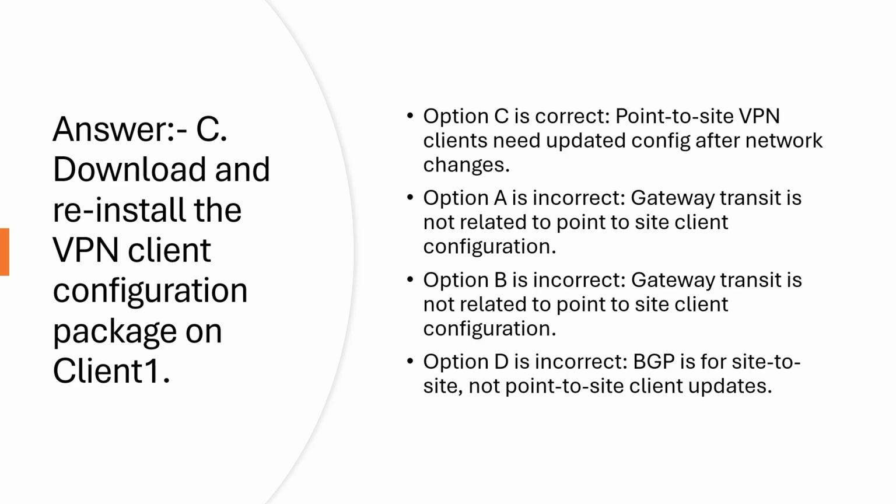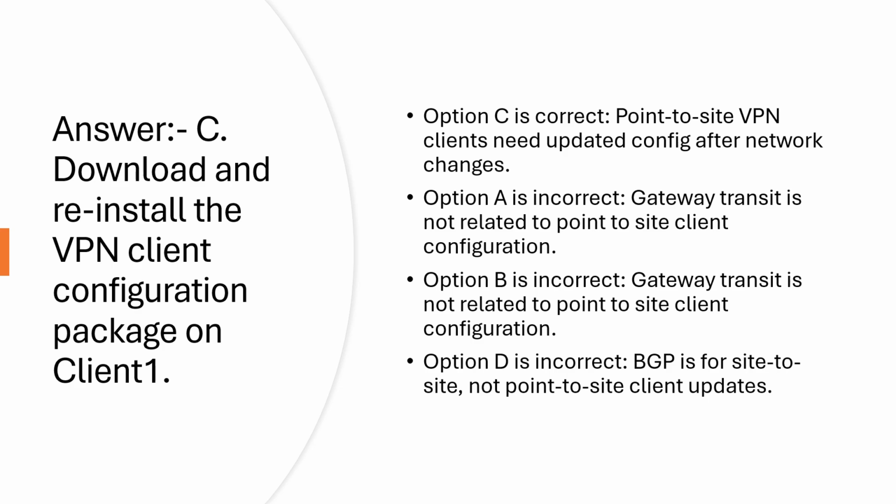This is where the Microsoft documentation comes in, and I've included a link in the description. It clearly states that if you make changes to your network topology and you're using Windows VPN clients, you must download and reinstall the VPN Client Configuration Package. This ensures the client gets the updated routing information, including the routes to VNet 2 via the peering.